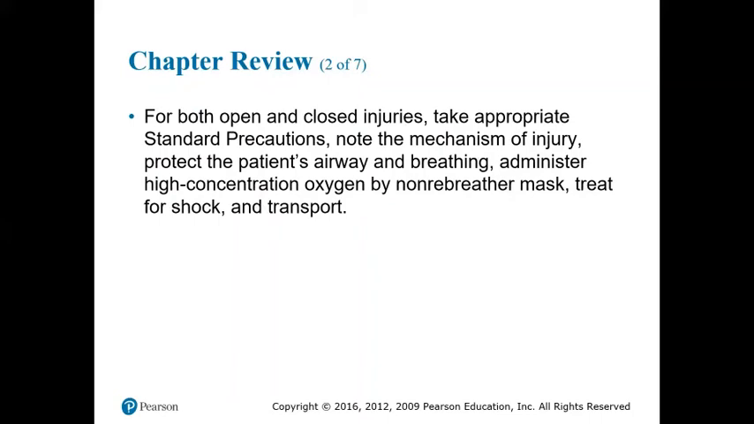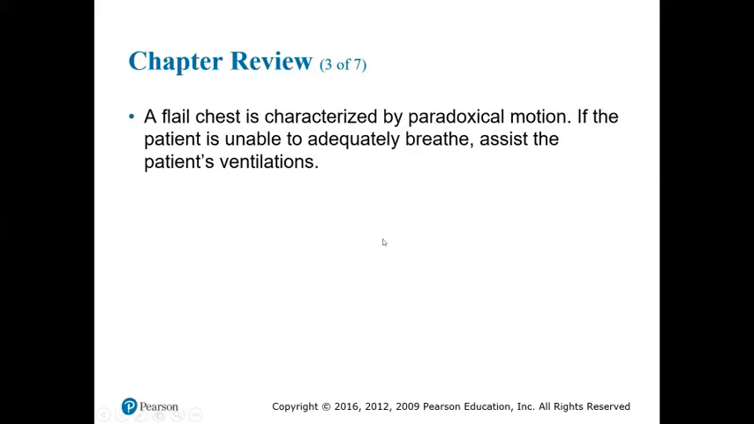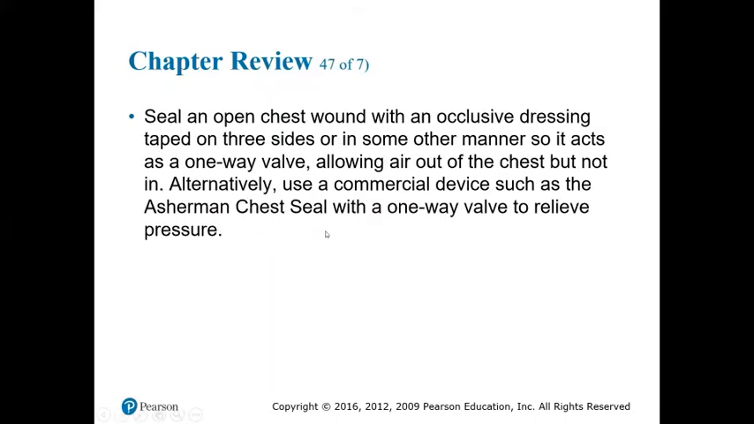Okay, for both open and closed injuries, take appropriate standard precautions. Note the mechanism of injury. Protect the patient's airway and breathing. Administer oxygen if necessary. Treat for shock and transport. Flail chest, you need to know this definition, is characterized by paradoxical motion. That's two or more ribs in two or more places, and that section of broken rib is moving in the opposite direction than the rest of the chest. That is what a flail chest is. If the patient's unable to adequately breathe, assist the patient's ventilations.